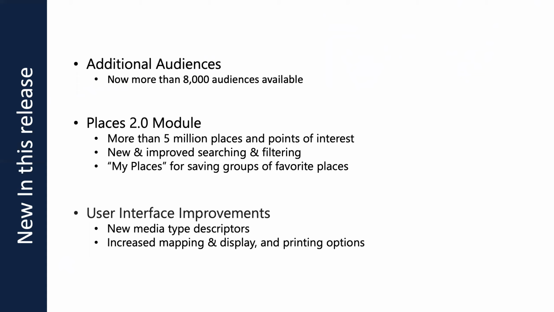Another big change, which we've been waiting for and I'm excited about, is the Places module. It's been updated, so we're calling it the Places 2.0 module. There are now more than 5 million places and points of interest, and it's a lot easier and more efficient to target points of interest, especially if you're looking at something across a national level or in multiple locations around the country. That's something I know our members have been asking for, and we're getting there. I think we're also going to be making a few more improvements on it, but one of the key milestones has been achieved right now.